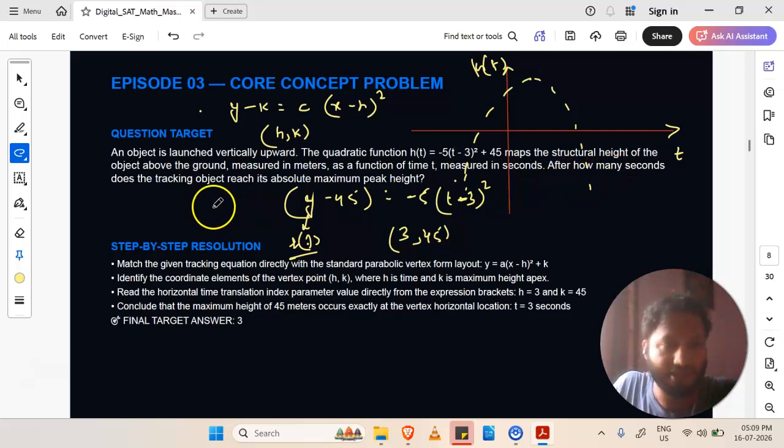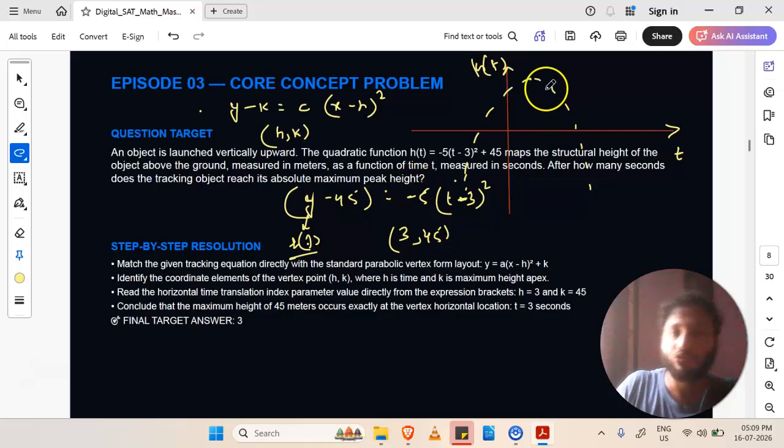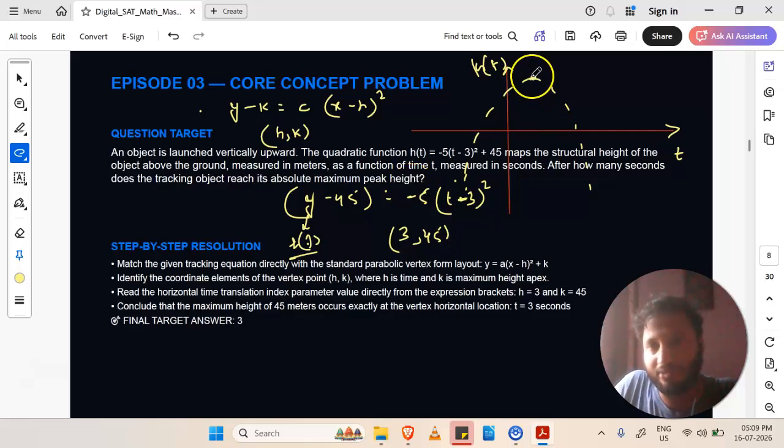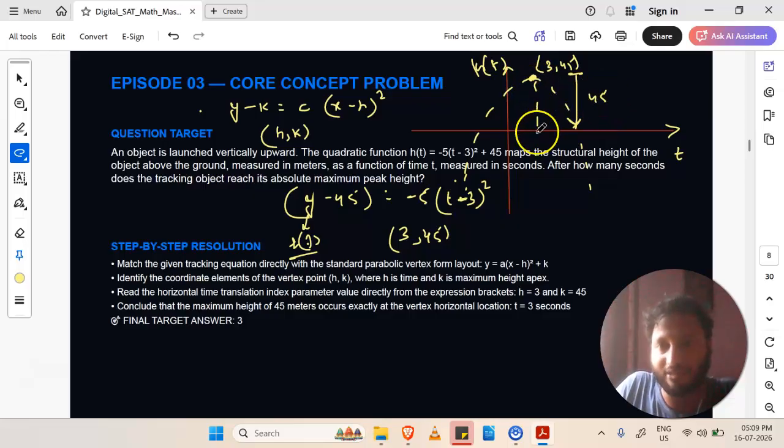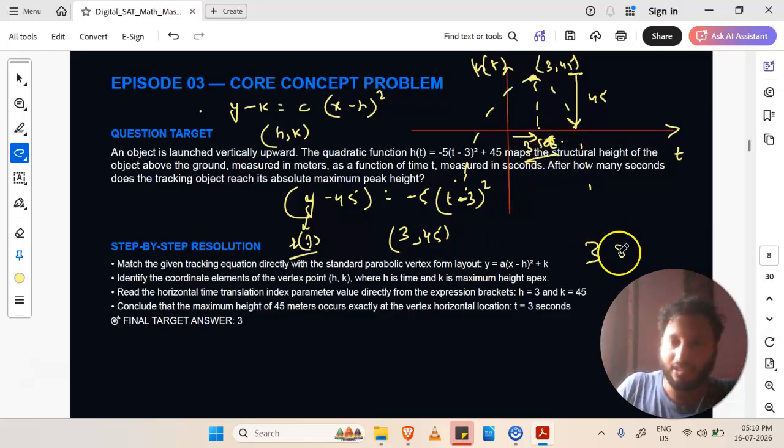After how many seconds does the object reach its absolute maximum peak height? So what is the maximum peak height? The maximum peak height corresponds to this particular point, which is (3, 45). If it's (3, 45), what does this height correspond to? That's 45. And what does this time correspond to? That's simply 3 seconds. So our answer is 3 seconds.